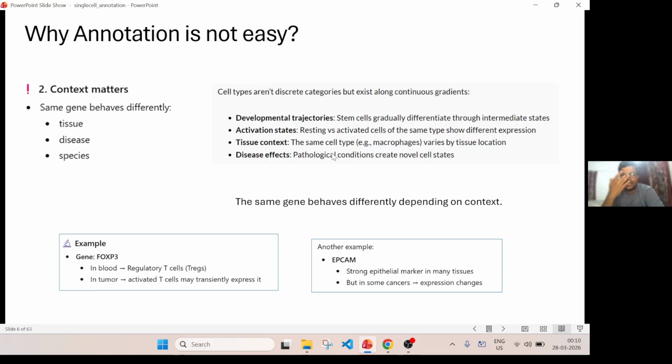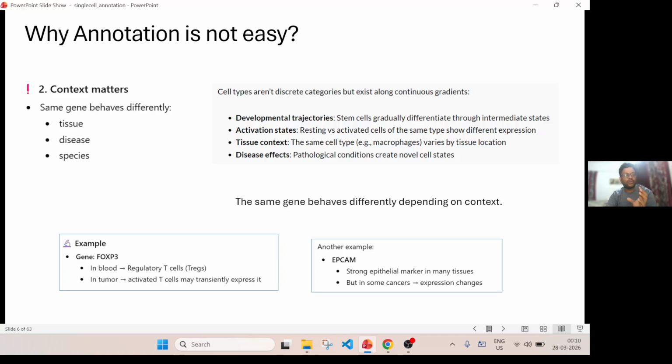Whenever you are using these databases, as we will see, you have to be very careful to look at what tissue it is, whether it is healthy or a disease one, whether it is from human or from mouse, and in which state it is. Biologically, it should be very close to the biological data sample that you are working with.